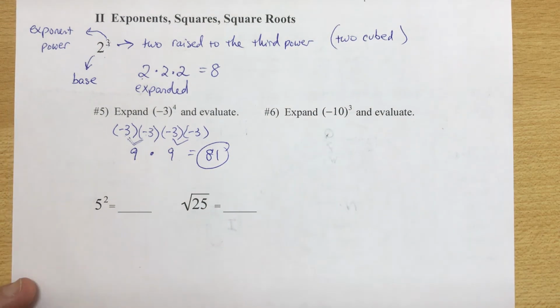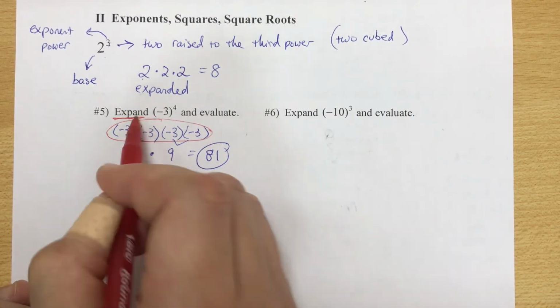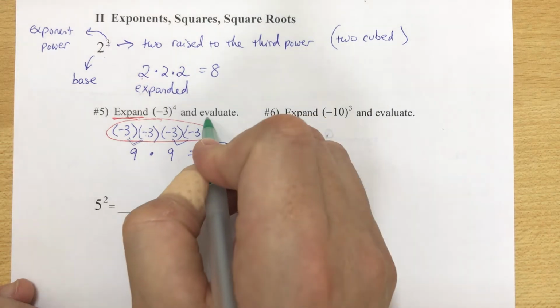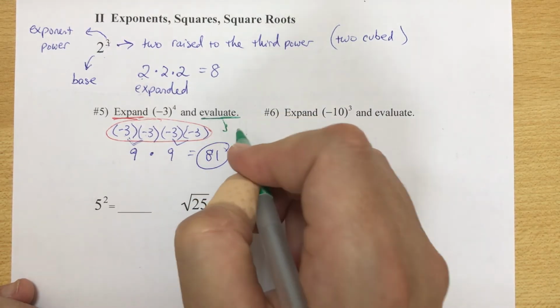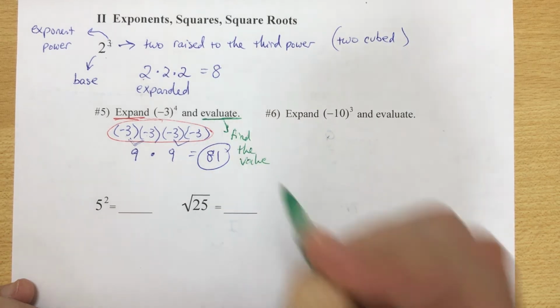So they're asking us to do 2 things. They said expand, that's this part right here. Evaluate means find the value. The value overall is 81.